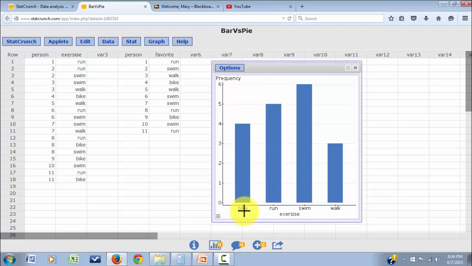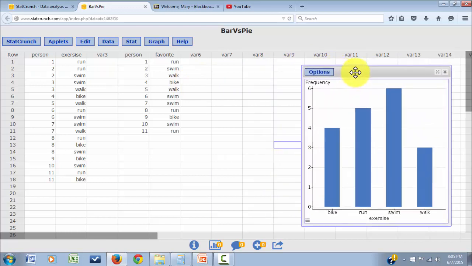You can see underneath bike, run, swim, walk in alphabetical order. I believe that's how they chose to put them. And you can see that there were 18 different values or different categories chosen here. And if we add up the top, 4 plus 5 plus 6 plus 3, that adds up to 18. So you can see the 18 choices depicted here.